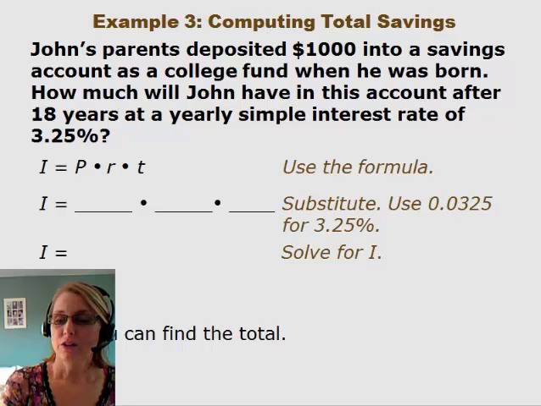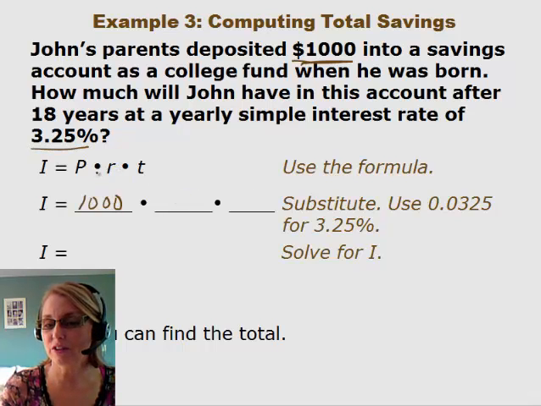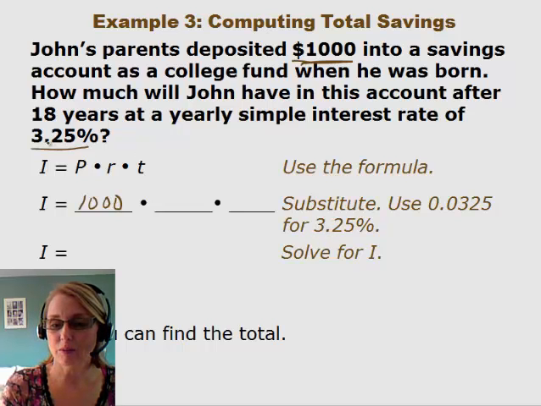Example 3. John's parents deposited $1,000 in a savings account as a college fund when he was born. How much will John have in his account after 18 years with an interest rate of 3.25? So our P, our principal, is $1,000, the amount we started with. Our rate, 3.25. Again, 3.25 needs to be in decimal format, so we're going to take and move the decimal over 1, 2, for the decimal here, so it's 0.0325. And our time is 18 years. Multiply those together and he will have $585.